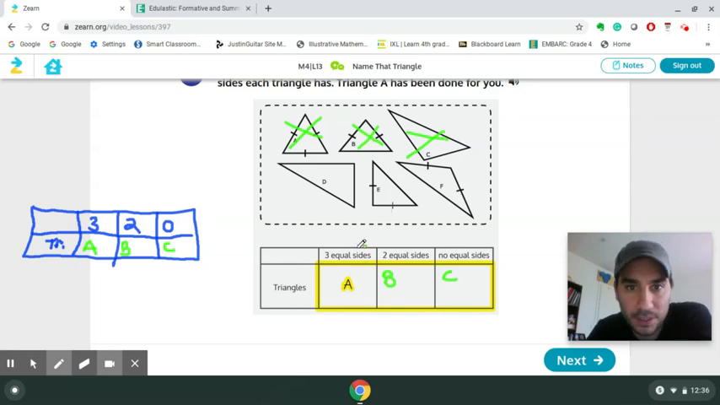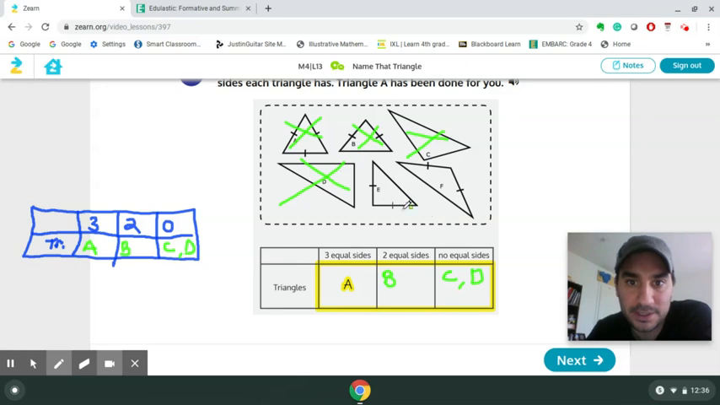Three more. All right, let's look at D. So D, it looks like it might be a right angle, but we're not talking about angles here. We're talking about side lengths. And I can see this diagonal side, this horizontal, and this vertical side are all different lengths. So D goes right next to C. I'll separate it with a comma. All right, we're done with D.